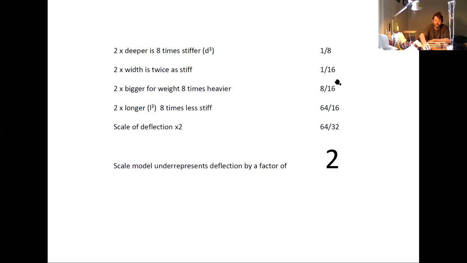The weight is 8 times bigger. The little cube fits 8 times into the big cube. So it's 8/16, but it's starting to get bigger again. The span is 2 times longer. The deflection of a beam depends on the cube of the length of the span. So if the span is twice as long, then suddenly it's 64/16. And the fact that we're scaling it, so we're measuring a smaller deflection and scaling it up to a bigger deflection, gives you this number of 2, which is the increase in deflection that you get when you scale things from 1 to 2.